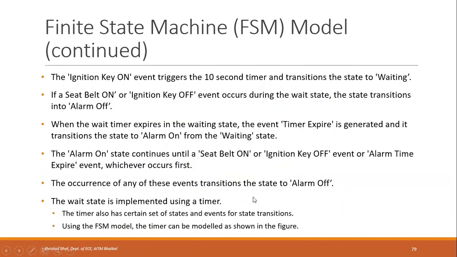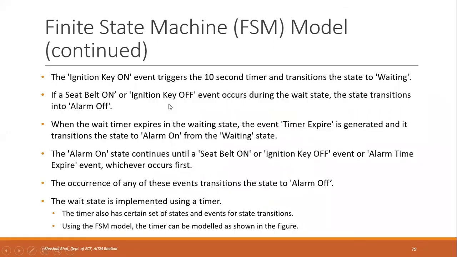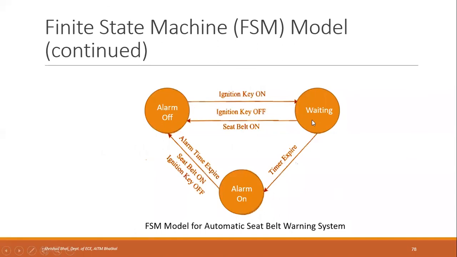Now when the alarm is on, it will continue until the seat belt is fastened, or the ignition key is turned off, or the alarm time expires, whichever occurs first. If any of these three happens, then it will go to the alarm off state. The occurrence of any of these transitions the state to alarm off. The wait state is implemented using a timer. For this waiting state, again there is a timer.